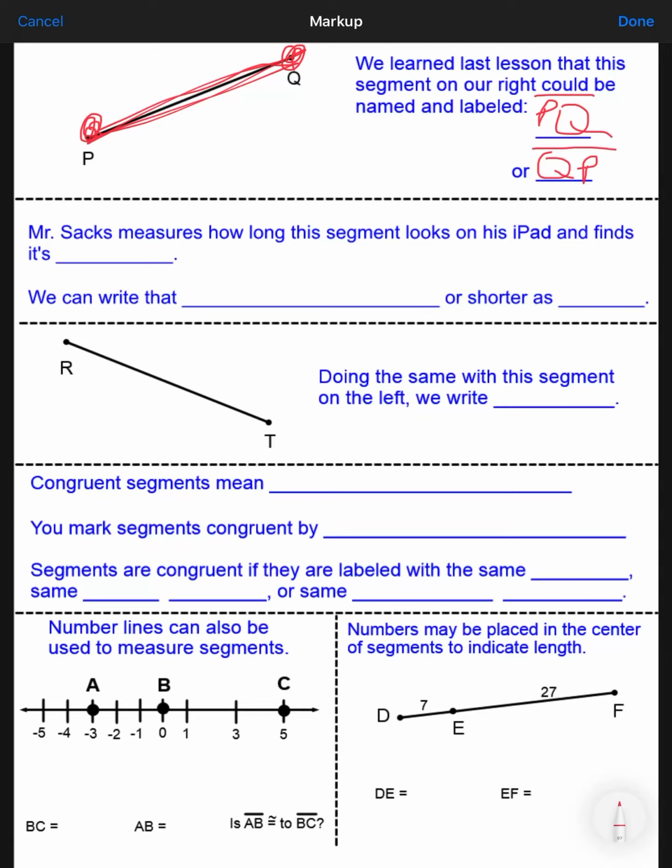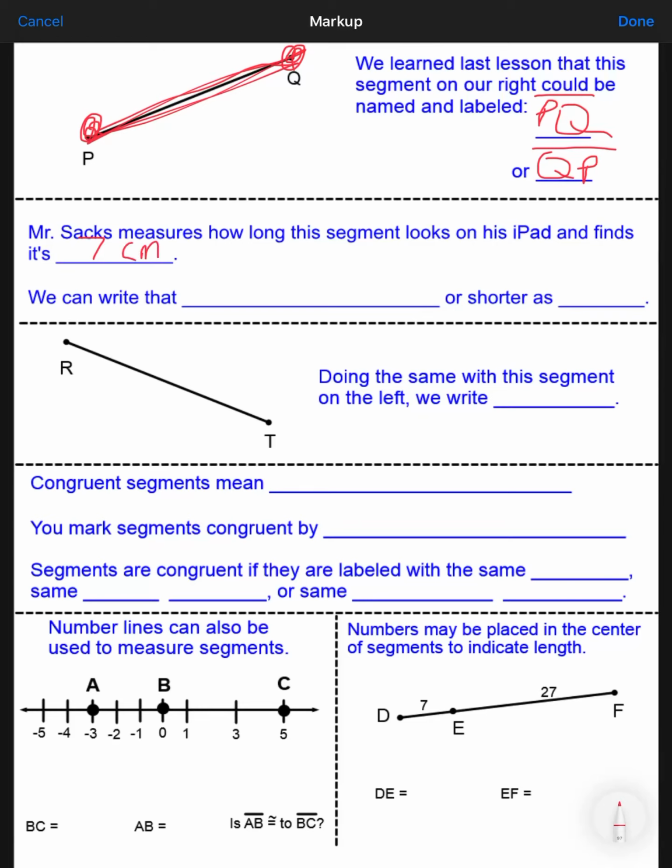So segment QP is also correct. It doesn't matter which order you put the letters in. It does matter that you put that bar symbol on top. Anyways, I have a ruler next to me here and on my iPad currently. I'm measuring it with a ruler, and I find out that it's 7 centimeters.